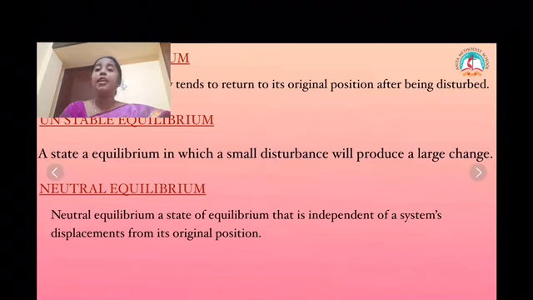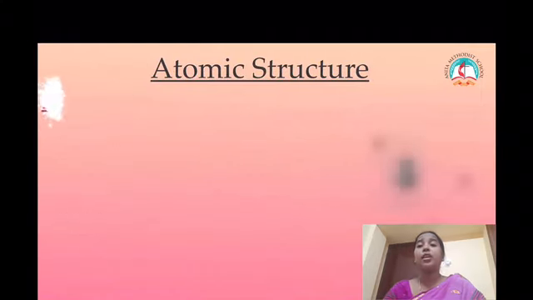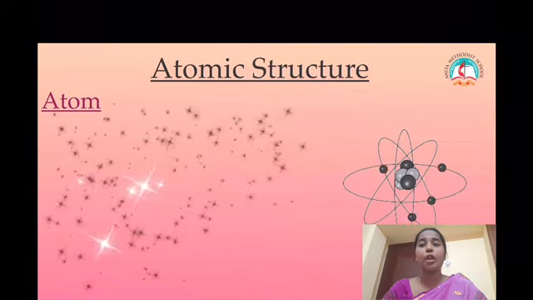So children, we have seen stable equilibrium, unstable equilibrium and neutral equilibrium. Next lesson, we're going to learn about atomic structure.